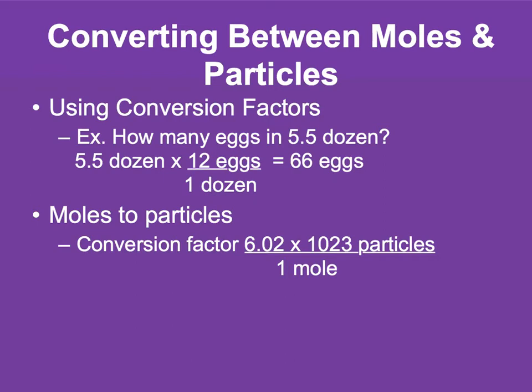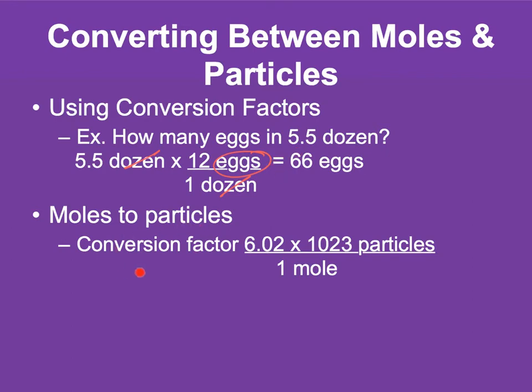Well, the unit you want to get rid of here is dozens. That's what you want to get rid of, and you want to be left with the unit of eggs. To do that, you would take the 5.5 times 12 eggs divided by 1 dozen, and that would tell you that that would be 66 eggs.